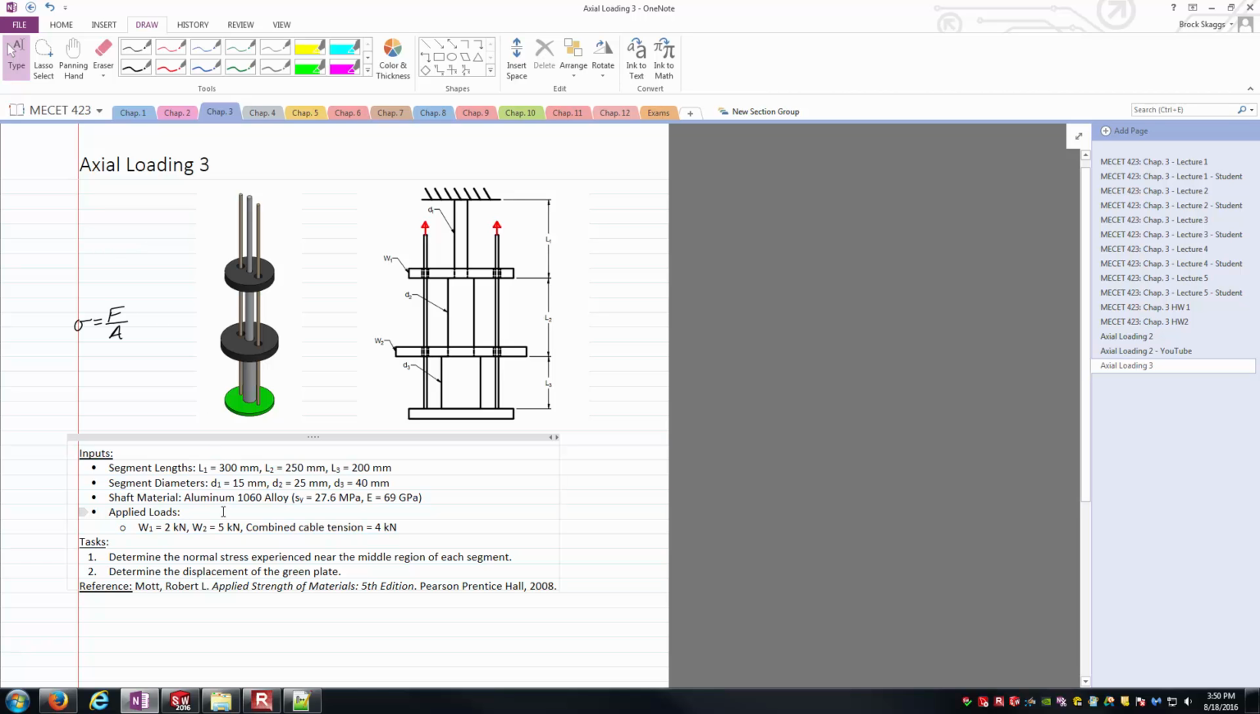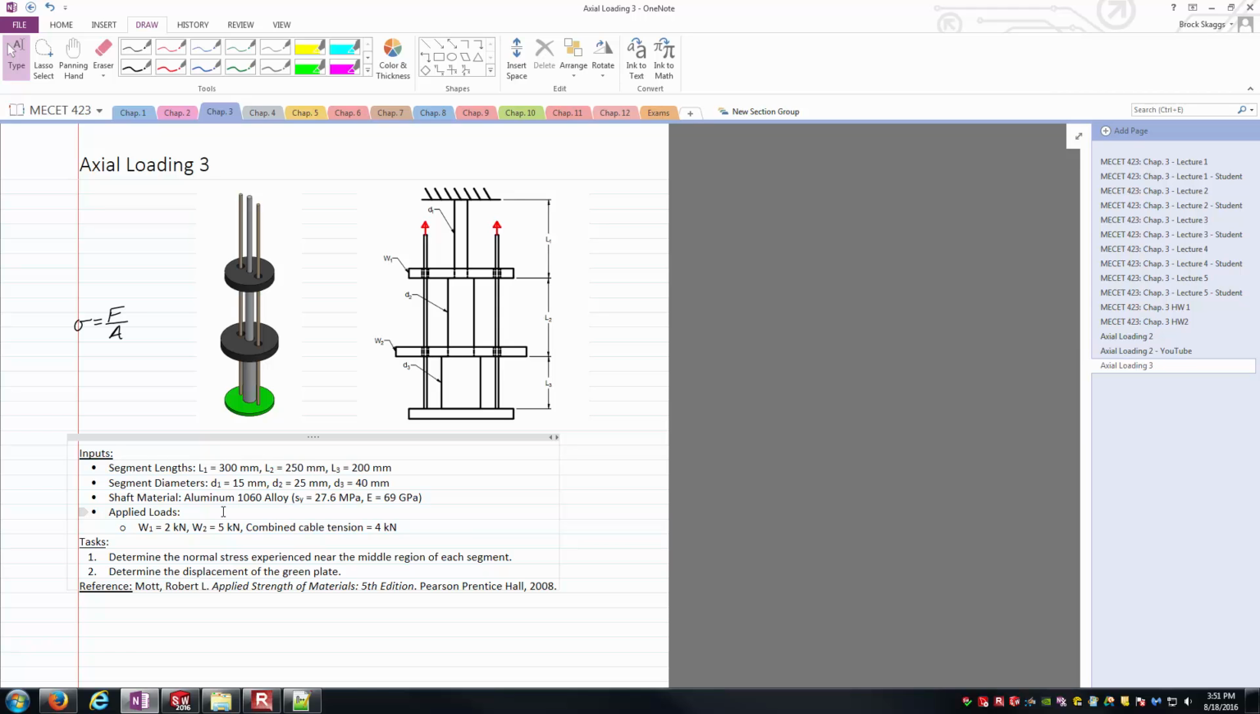I'll try to get through that during this video. I'll probably make a second video where we'll jump into task 2 and look at the displacement of the green plate, which is basically saying, hey, when these loads are applied, the shaft is not going to remain the same size. It is not going to be perfectly rigid, so it's going to either elongate a little bit or be compressed a little bit, or maybe a little bit of both depending on what section we're looking at. And the green plate's going to move. And so does the green plate move up or down?